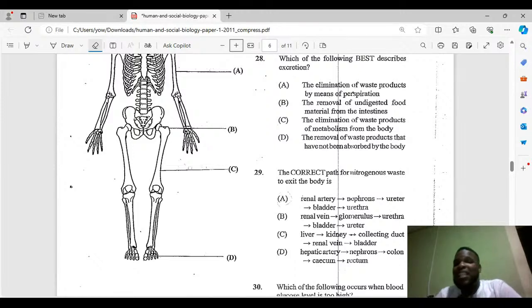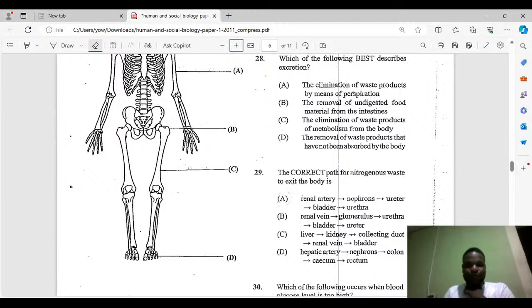So C is the answer. C is the elimination of waste product by metabolism from the body. All right, so the answer would be C. Metabolism, keyword there. So you can't talk about excretion without mentioning metabolism. All right, Mike.